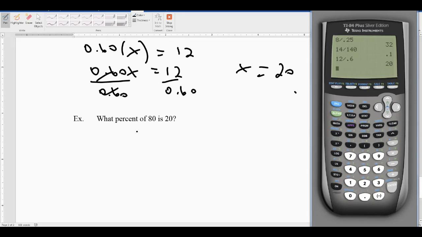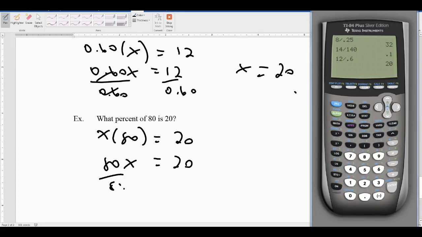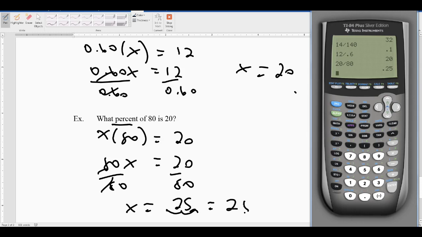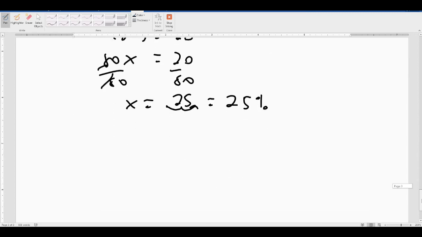And then the last example. What percent of 80 is 20? What percent, you don't know, call it x. Of means to multiply. 80 is equal 20. Rewrite that as 80x equals 20 because most people prefer to write it that way. And then divide both sides by 80. Take out your calculator and you get 20 divided by 80, which is 0.25. And we want the percent, so watch out for that. So move the decimal 2 places to the right, and we get 25%. And I believe that's it. Yes, it is.